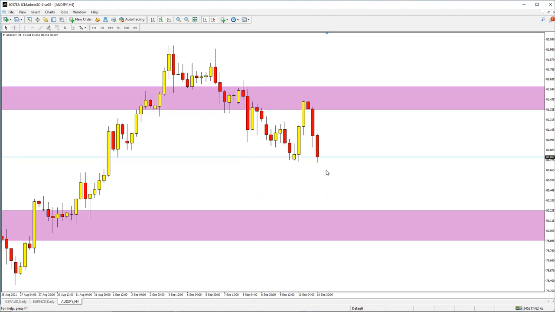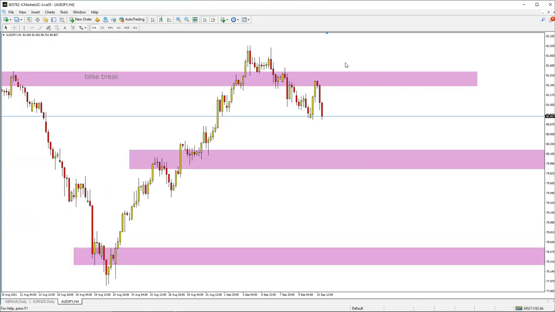So the best thing for this, right? We're just waiting for price to come back to this retest here around this area for us to look for a sell, to go until here.